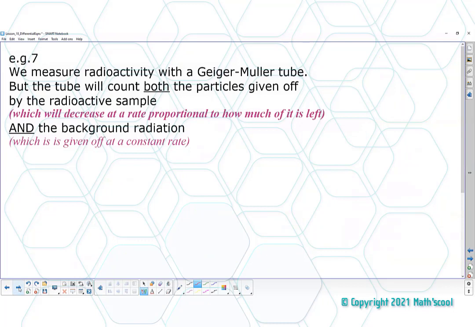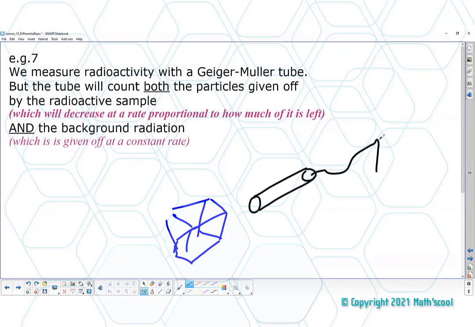We measure radioactivity with a Geiger Muller tube. So let's say you've got this nice sample of uranium here, which you brought into class to show everyone. It was a gift from your dad who went to Russia, and he brought you that piece of uranium. And you've got your Geiger Muller tube. So there's your Geiger Muller tube, and it's attached to a counter.